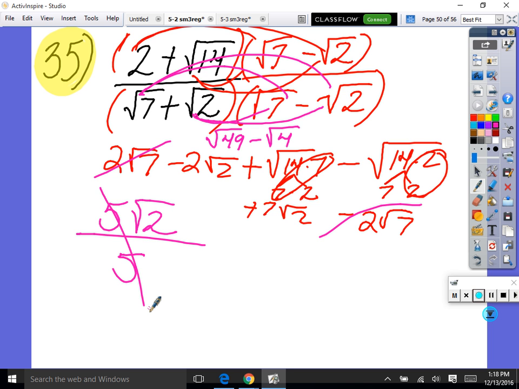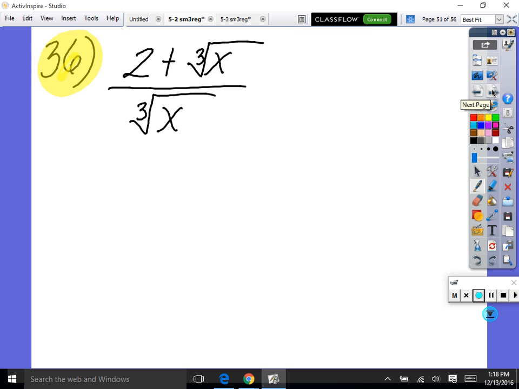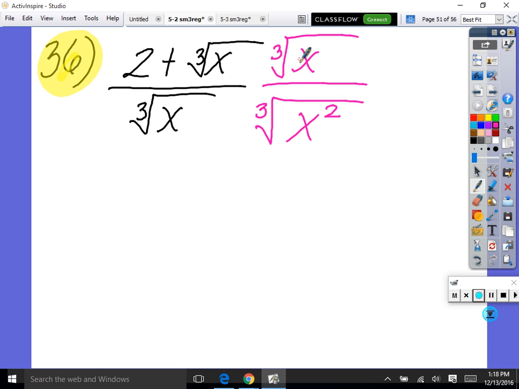Okay. With 36, do we multiply by the conjugate? No. No, there's only one term. So we know how to do this one. What are we going to multiply by to rationalize? How many more x's do we need? X squared. So we'll multiply by the cube root of x squared. What's the one rule? Well, there's a million rules, but what's one of the rules? If there's two terms, you need to put parentheses, correct? Yeah. Okay, so now are we multiplying that to both of those things?